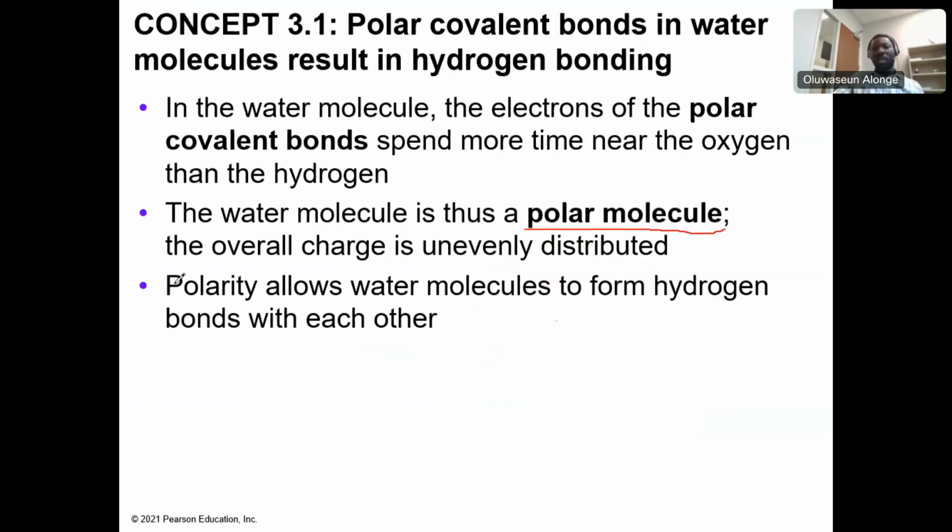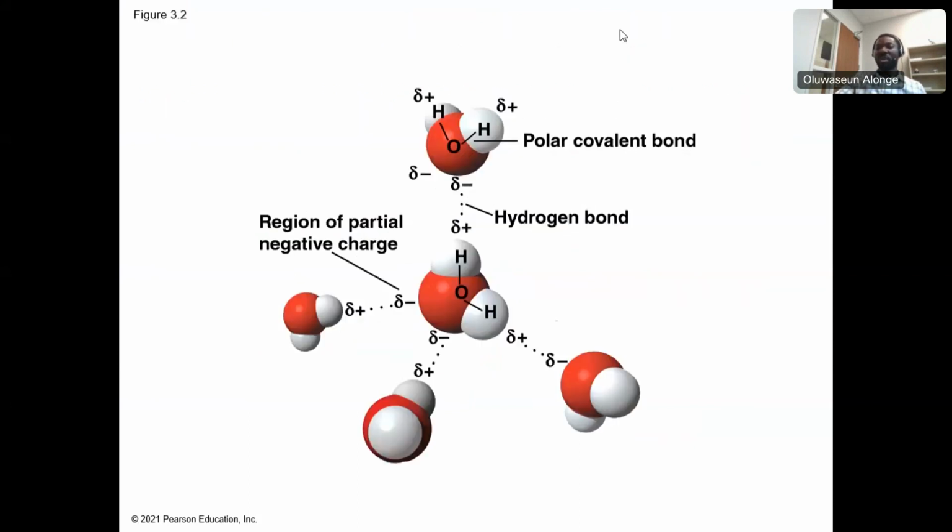All right. Now you see the overall charge is unevenly distributed, is unequally bonded. So polarity allows water molecules to form hydrogen bonds with each other, and that is what you see here. Because they are polar, they are able to form hydrogen bonds with each other here. So you see, here's a hydrogen bond forming between the water molecules. Here's a hydrogen bond. Here's a water molecule. Here's a hydrogen bond forming between it.